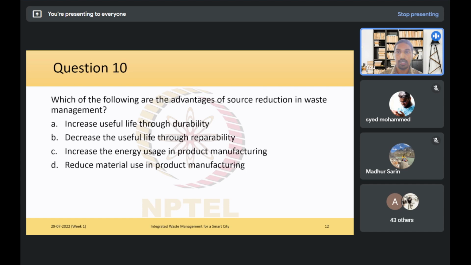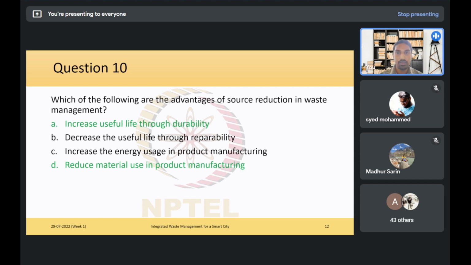Option A is increase the useful life through durability. Option B is decrease the useful life through repairability. Option C, increase the energy usage in the product manufacturing. And option D is reduce the material use in product manufacturing. So again, if you look at these options, the advantages that are brought by the source reduction strategy are options A and option D.